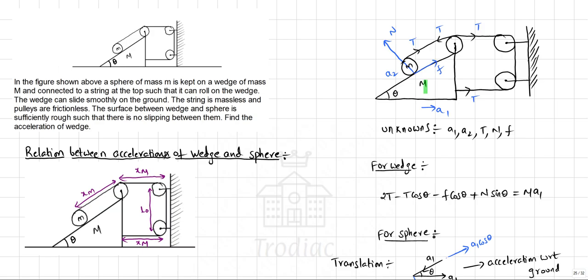So first, if we write Newton's second law for the wedge along the x direction, we have 2T minus T cos theta minus f sin theta. On the wedge, we have friction in this direction, and the normal force on the sphere due to the wedge in this direction. So 2T minus T cos theta minus f cos theta plus N sin theta will be capital M A1, mass times acceleration.